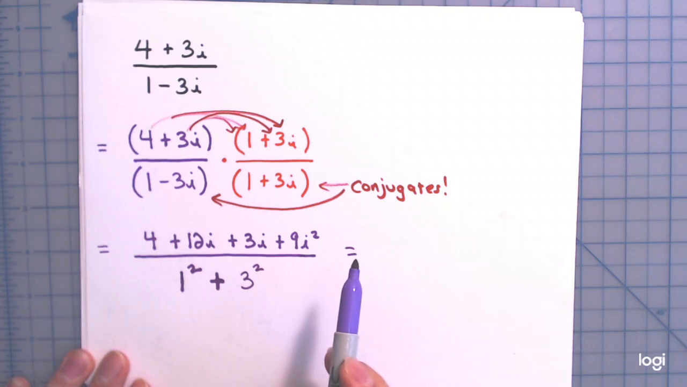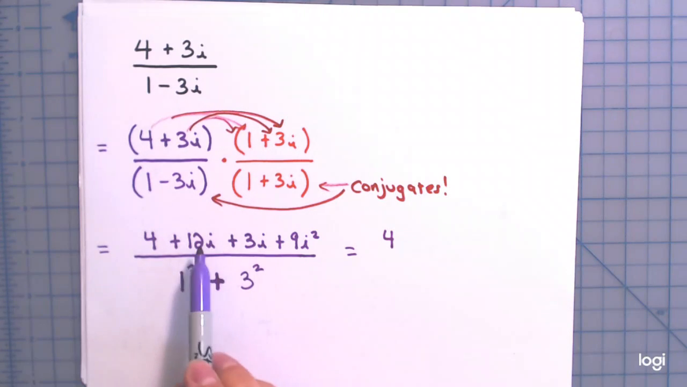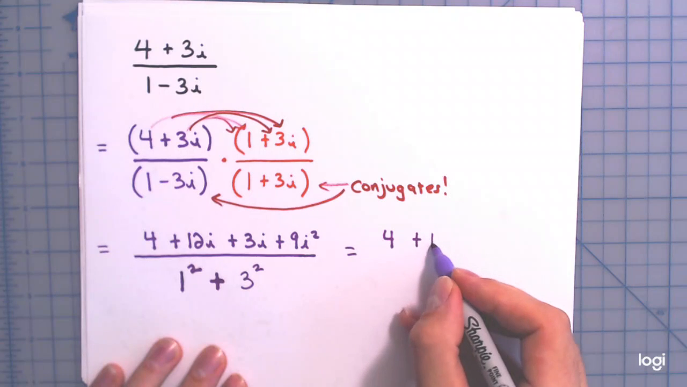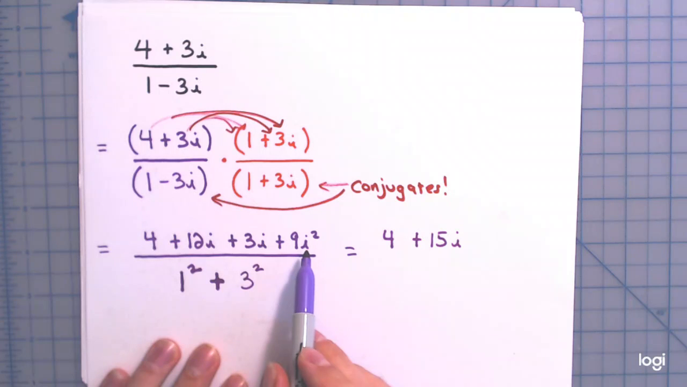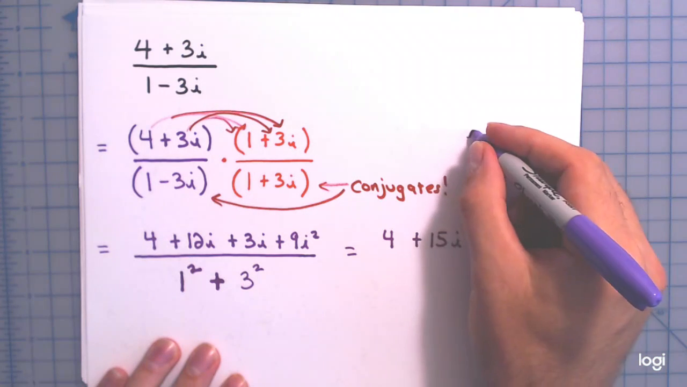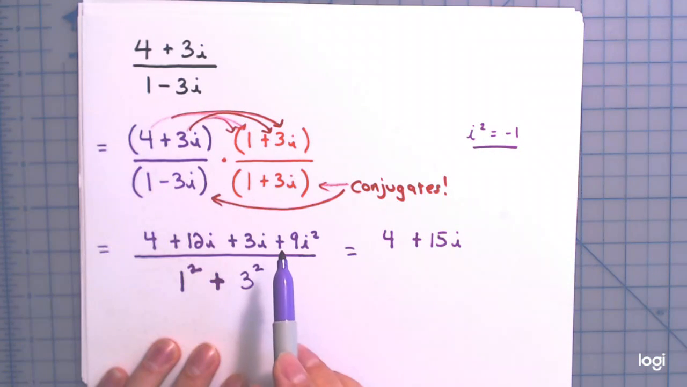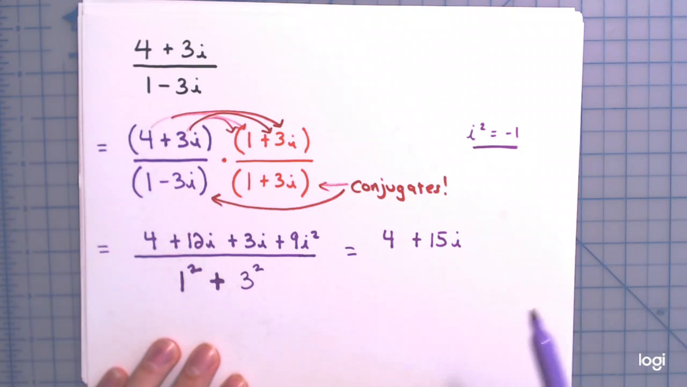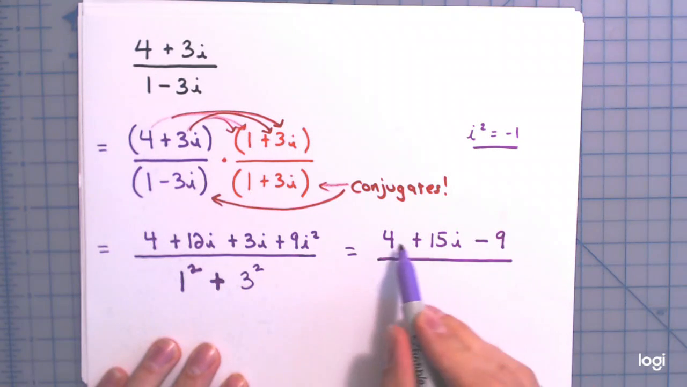All right. So in the numerator I have 4. The next two terms in the numerator are like terms, right? They both have i attached. So 12i plus 3i, that's 15i. And then I'm going to skip right to this. Just remember, i squared, I'll write it up here, i squared is negative 1. So if I have positive 9 times i squared, that's positive 9 times negative 1, that's negative 9. And so there's the numerator.